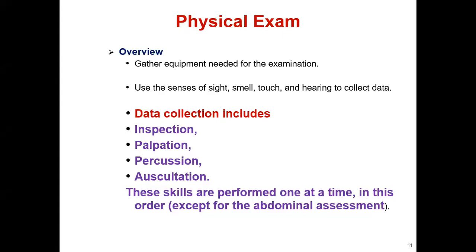So this is the physical exam chapter of health assessment. When we prepare to examine a patient, first of all, we gather all of the equipment needed for the exam. Like if you want to measure blood pressure, definitely you have to have the blood pressure machine and a stethoscope, right? So you have to gather it first. Then you go for the exam.